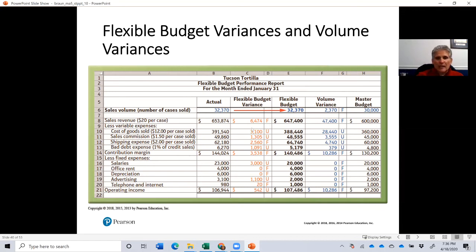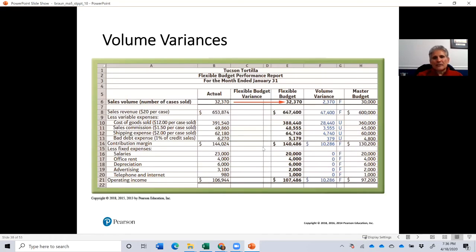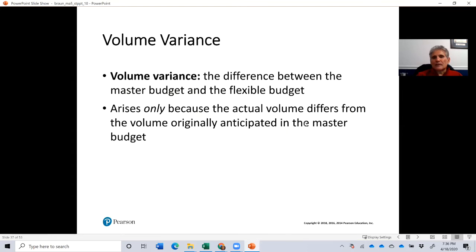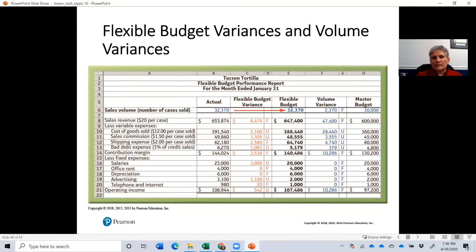So sales, for example, we have a favorable variance, but when we looked at the static budget, let's go back to the static budget. We had a favorable variance of $53,874. That's a pretty big variance, right? But when we adjusted the budget based upon volumes, we still ended up with a favorable variance, but it's only $6,474. So this is something to be really, really happy about, because not only did the sales and marketing people sell more than was anticipated, but it appears, because it's a favorable variance, that they sold it for a better price, okay? So that's good news.